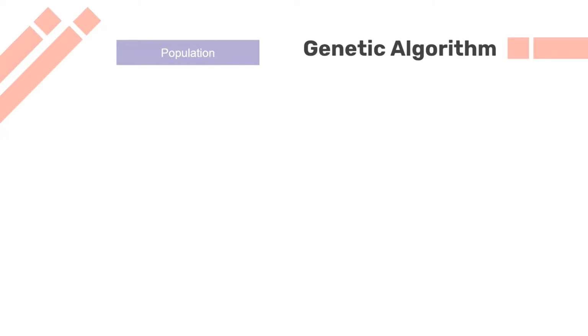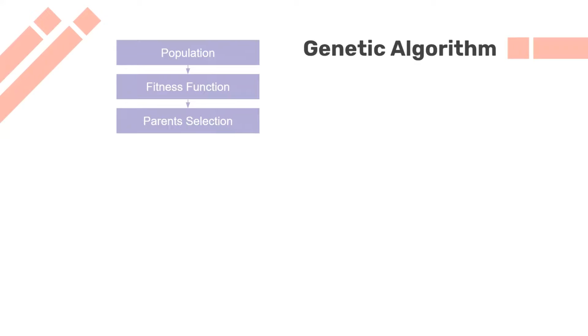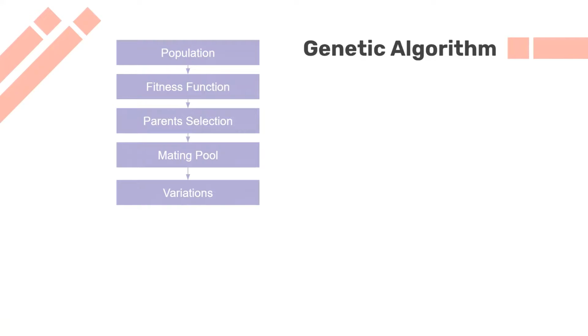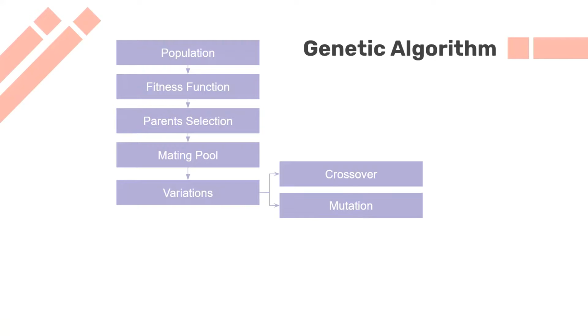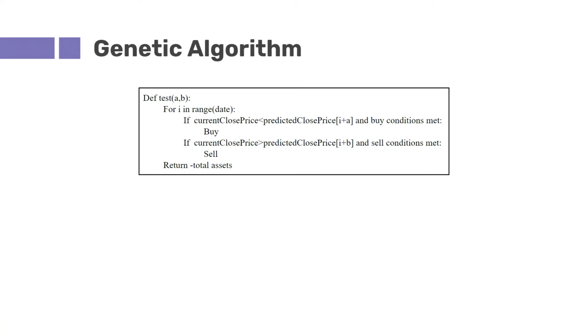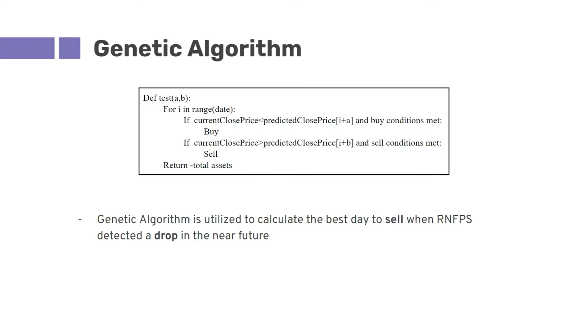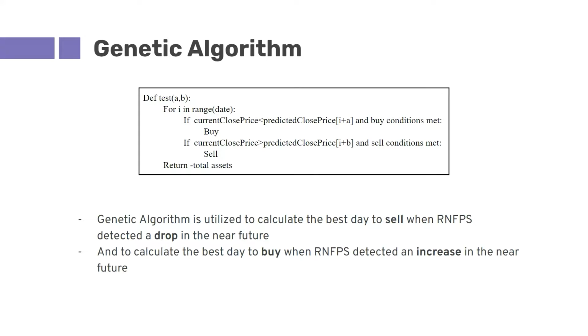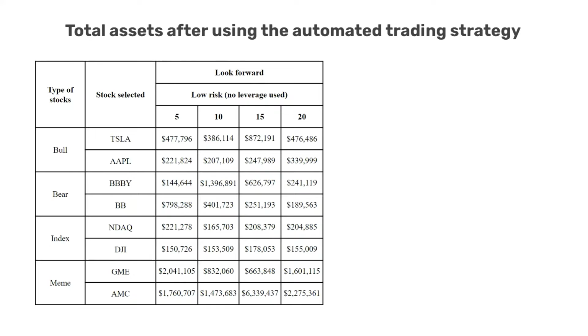Genetic algorithm is a search-based algorithm that offers a global and general optimization procedure. Each variation of the network structure needs a full training of the current network variation. GA is able to understand which is the best day to sell once it detects a drop in the near future, or vice versa. So here are the results. With a starting asset of 100k and no leverage, this chart shows the total asset at the end of 4 years if you select the following stocks.